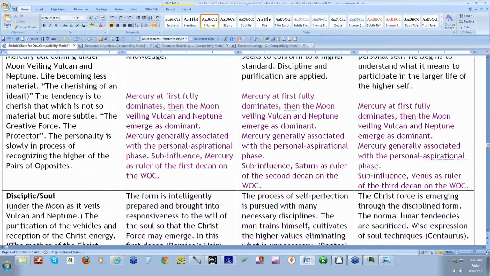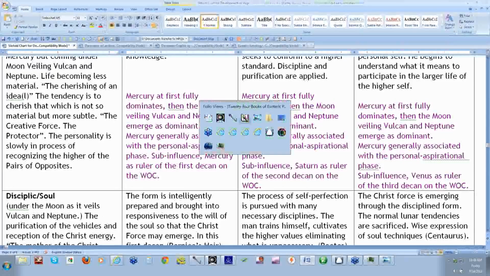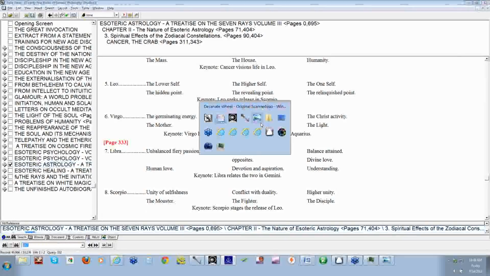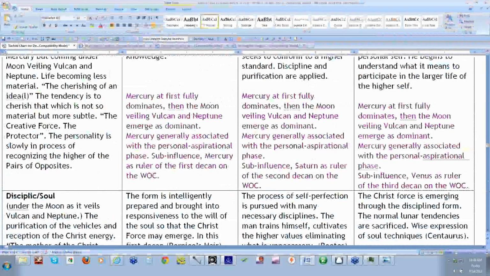The personality is slowly in process of recognizing the higher of the pairs of opposites. And here we see that, the creative force, the protector, something of a concrete Christ nature is being noticed. A higher of the pairs of opposites is emerging into consciousness, and one seeks to protect the development of that and not to have it overcome by the material forces.